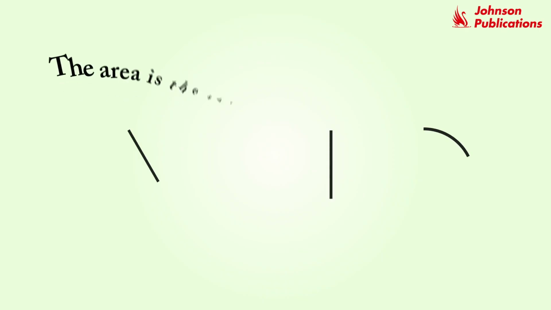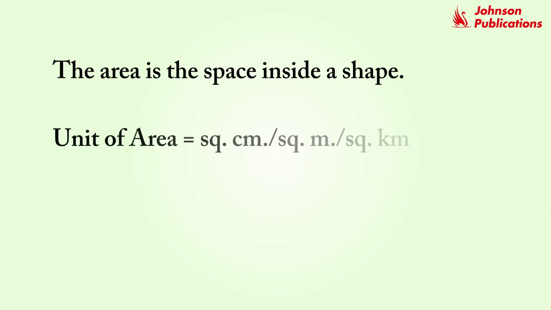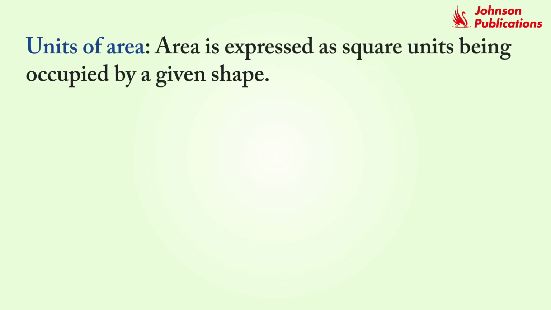Area. The area is the space inside a shape. The unit of area is chosen according to the size of the object being dealt with. So, a unit of area smaller than square centimeter or bigger can also be used. Units of area. Area is expressed as square units being occupied by a given shape.